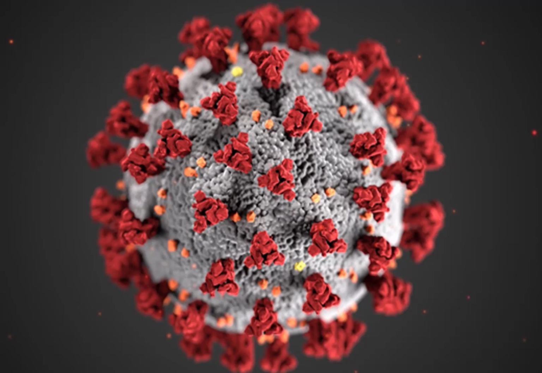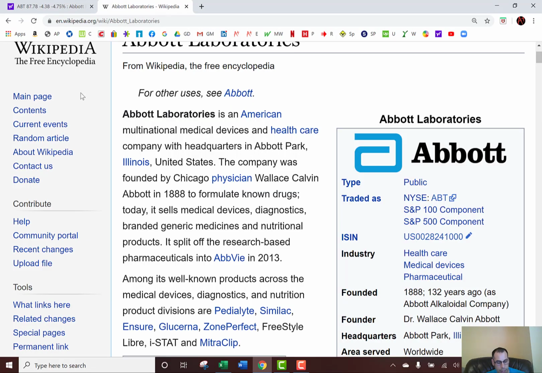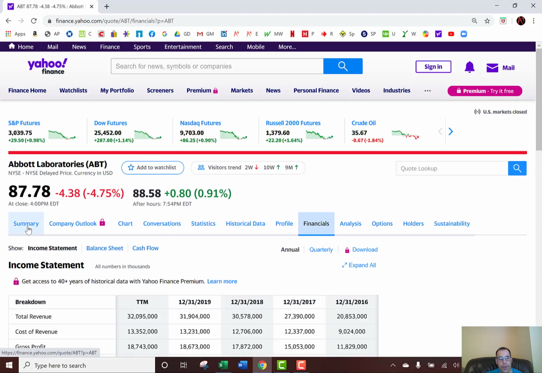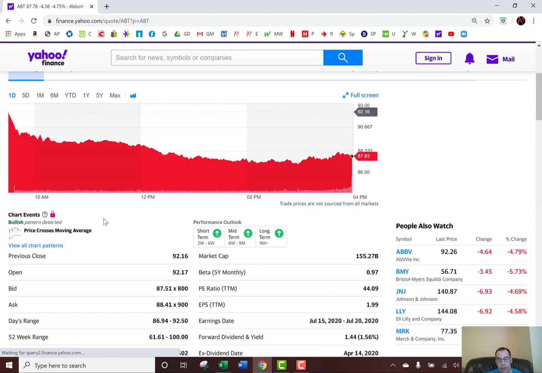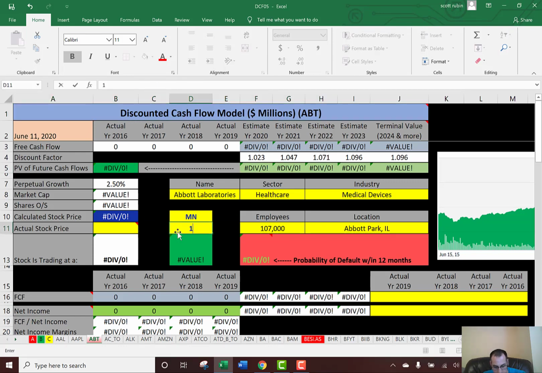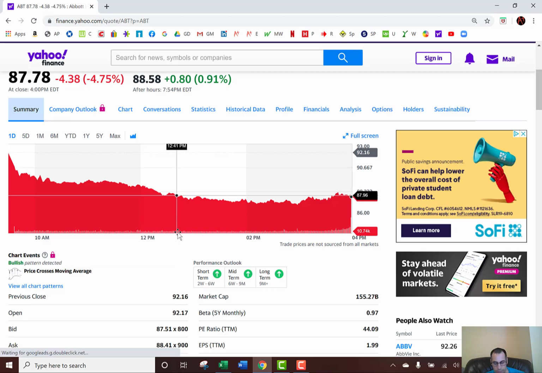So let's get started in the model. And this is how an equity analyst values a company. They estimate the future free cash flows of the company and discount those dollar amounts. And first we're going to just get the market cap, which is 155.3 billion, because we need that in the model. And then the stock price is 87.78.